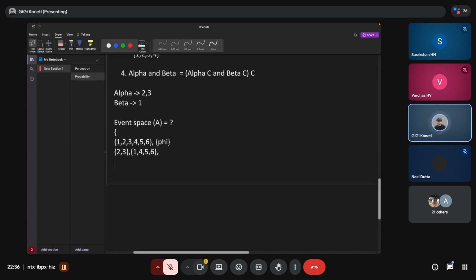And after this you will take beta, right. Beta will have 1. And what will be its complement? The complement of 1 will be 2, 3, 4, 5, 6. Okay. And after this, as I mentioned already, A is the superset of possible outcomes for a given event. So up to here it is done.